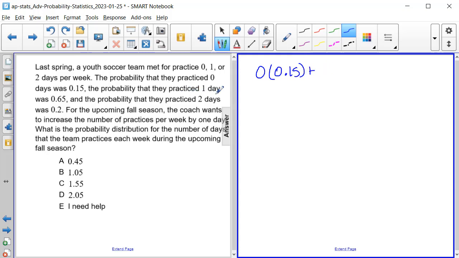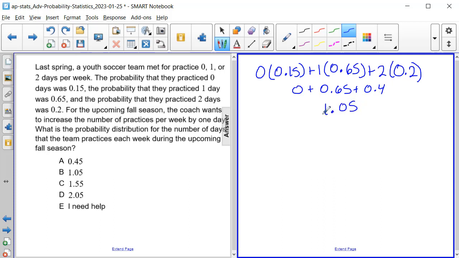plus the probability that they practiced 1 day that week was 65%, or 65/100ths, plus 2 days times 2/10ths. Okay, so if we multiply these out, we'll have 0 plus 65/100ths plus 4/10ths, and that is 1 5/100ths as the original probability distribution.